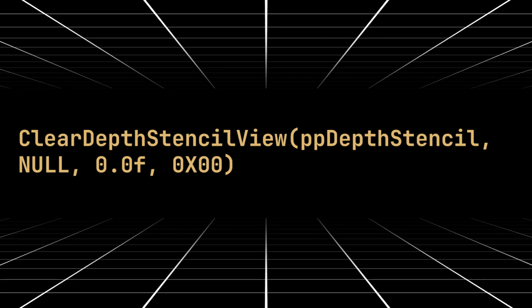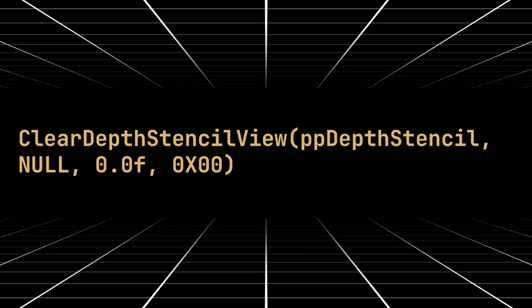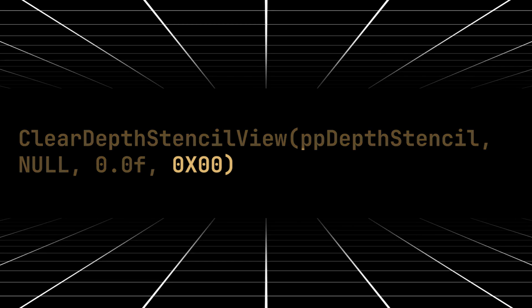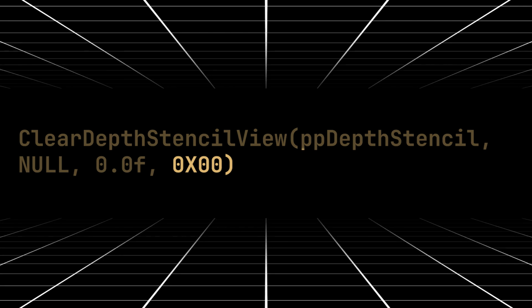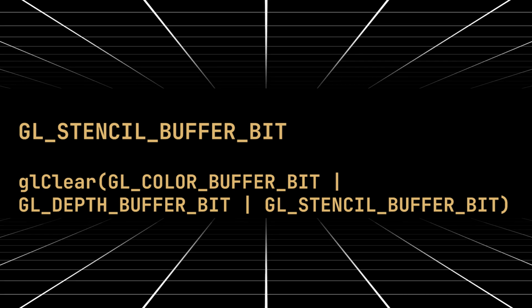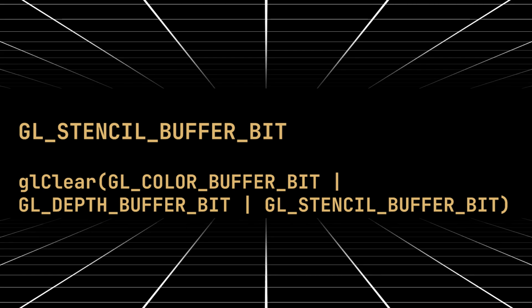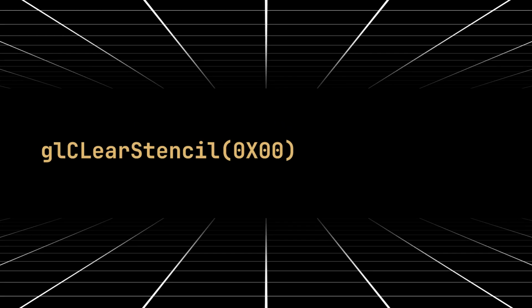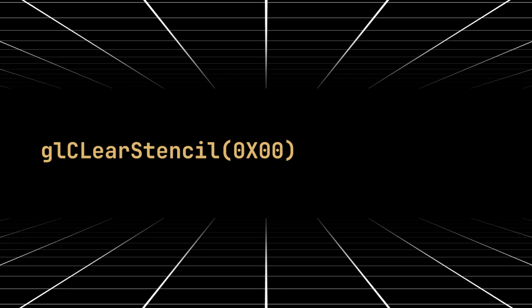In DX11, we make sure the last parameter in ClearDepthStencilView is set to 0x00, which is just the hex code for 0, so you could just put 0 in there. The OpenGL equivalent is adding onto the glClear function a flag which is GL_STENCIL_BUFFER_BIT. Or if we just want to clear the stencil buffer, use glClearStencil with the same hex value of 0. Now onto the chunky part of it, which is the stencil testing.